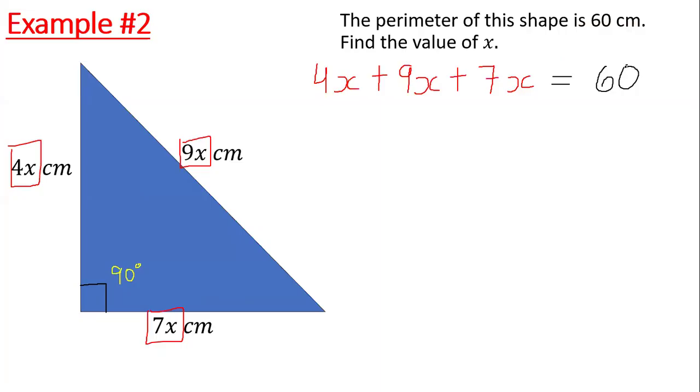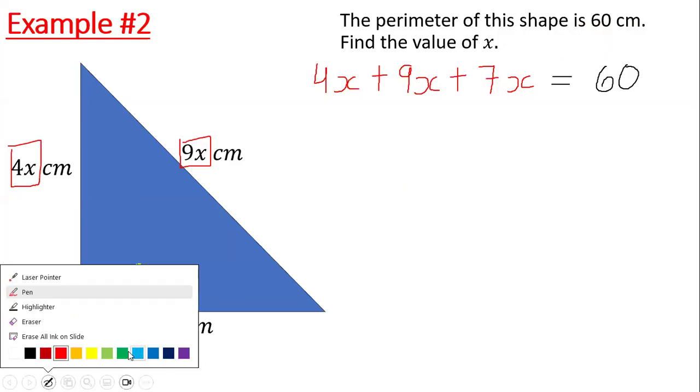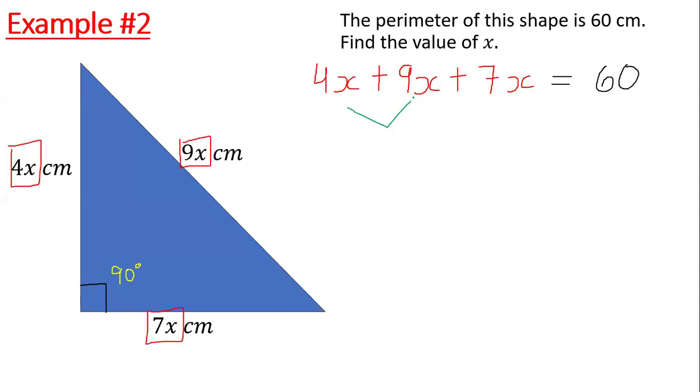Now that we have equal to 60, all we need to do now is simplify and solve. We have to add all the like terms. What are the like terms there? We have 4x plus 9x, which gives us 13x. Very good. 13x plus 7x. I'm just gonna bring down the equal to 60 as well.